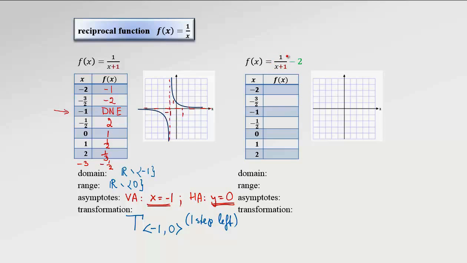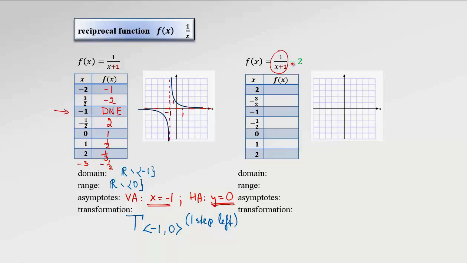So the first part is the same as our previous example, which caused moving the basic shape of 1 over x one step to the left. And -2, you may probably guess what this -2 will do to the shape. Well, it will probably move 2 steps down. But let's see. Let's check our points. Again, we can use the previous table of values as a support. We don't have to calculate again this value because it was already done here.